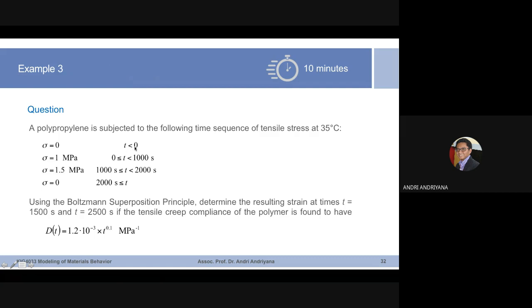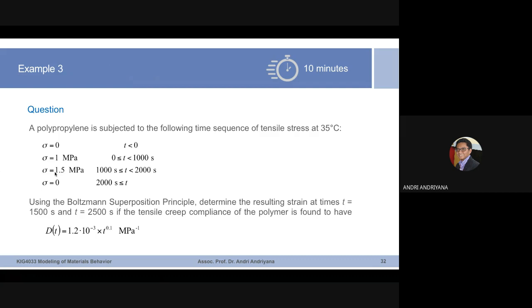At times less than 0, which means in the history before any application, the stress is 0. So nothing happened before. Between 0 and 1000 seconds, the polypropylene is subjected to 1 megapascal stress. From 1000 to 2000 seconds, it becomes 1.5 megapascal. And starting from 2000, we remove the stress, so the stress is 0.